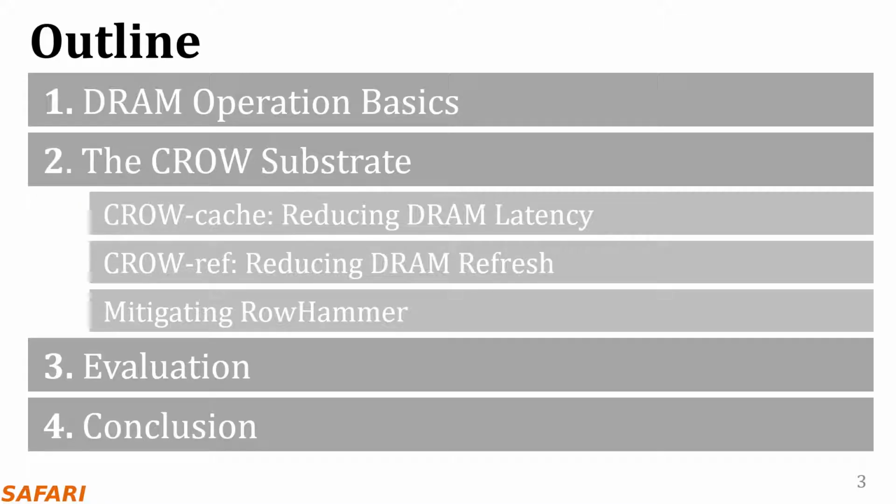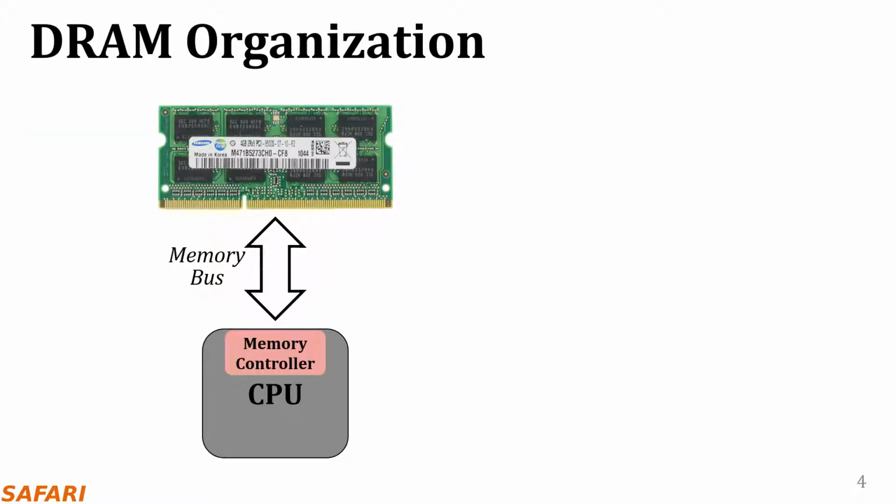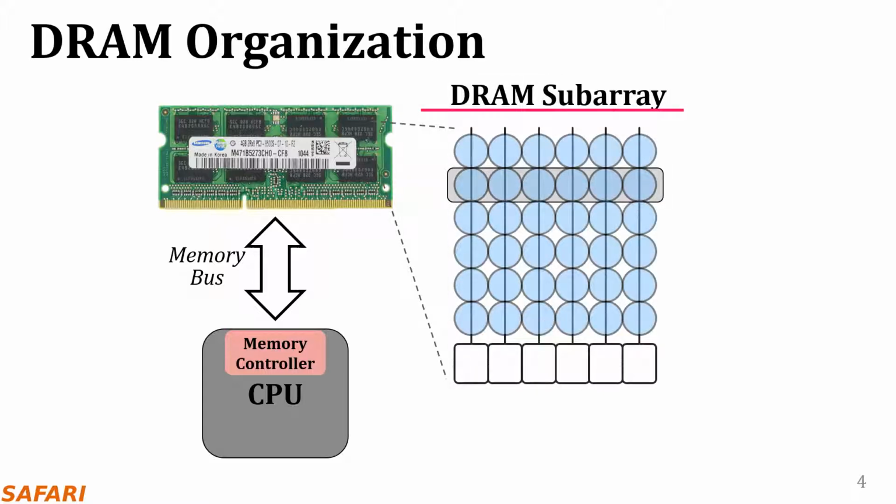This is the outline of today's talk. I will start with describing the basics of DRAM. Here I show a typical system with a CPU and a DRAM module that has several DRAM chips. Inside the DRAM chip there are multiple subarrays, which contain many DRAM cells organized as a two-dimensional array.